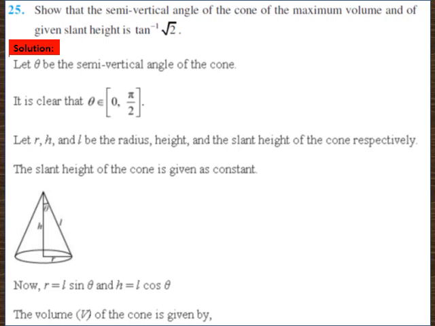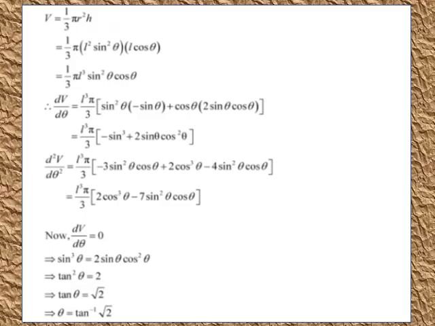Now let small r, h and l be the radius, height and the slant height of the cone, since we have to take 3 different dimensions. So the slant height of the cone is given to be constant. It is given. So r equals to what? If you apply trigonometry, we will get r equals to L sin theta and h equals to L cos theta. Clear? Now we have to find the volume of the cone. Now we know that the volume of the cone is what?